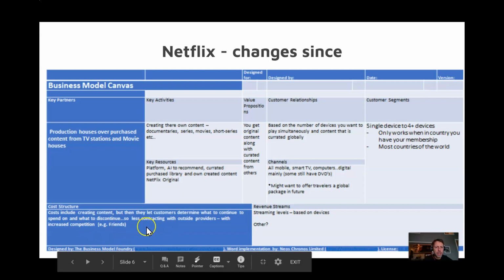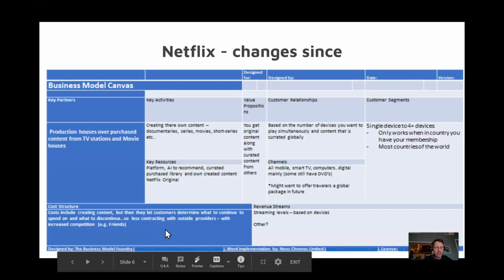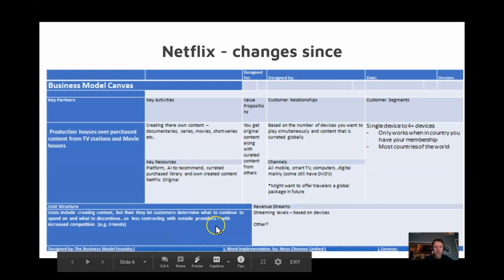Cost structure now includes creating that content, but it also then they let the customer determine what to continue to spend on. So if they build something and season one goes phenomenal, then season two, three, are built out. If season one is minimally or poorly received, then they don't bother to continue to invest in that, much like TV stations do or did in the past. And there's less contracting as a result with outside providers, which means lower costs.